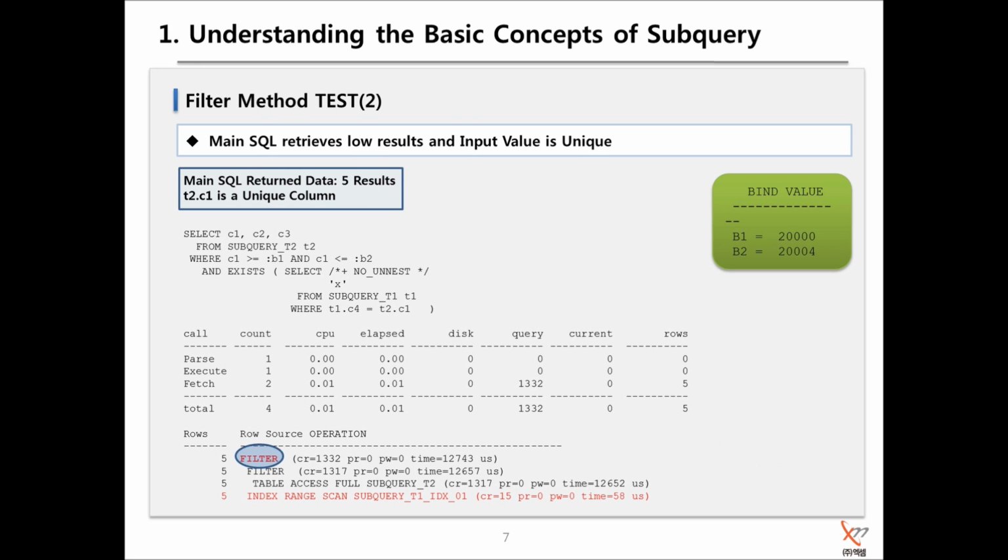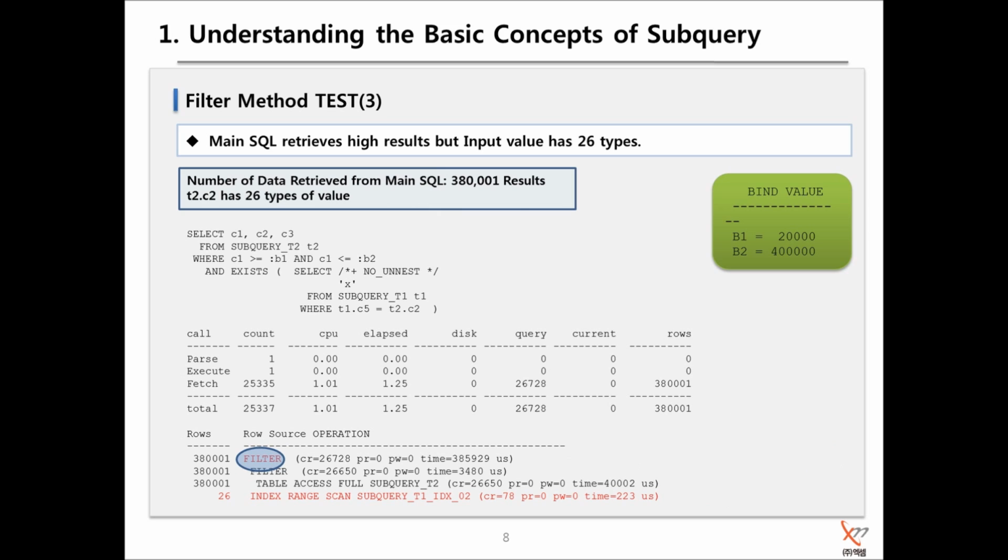The second test is used when the main SQL returns only a few number of rows and the input value is unique. The filter operation method is used. However, since the main SQL returns only 5 rows, the subquery is executed only 5 times and hence the performance is very satisfactory.